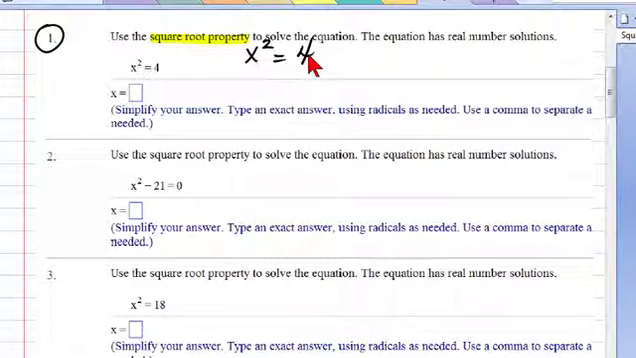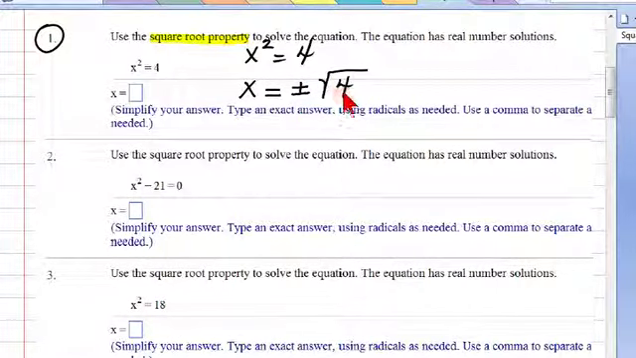So my first question would be, is it in the right format to use the square root property? The answer is yes. What you do when you use the square root property is you take the square root of the left side, you get x. You take the positive and the negative square roots of the right side.